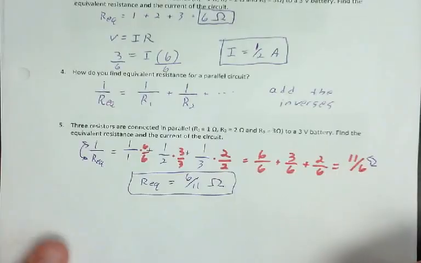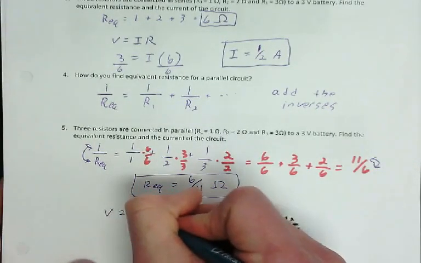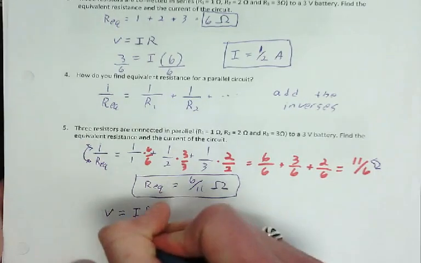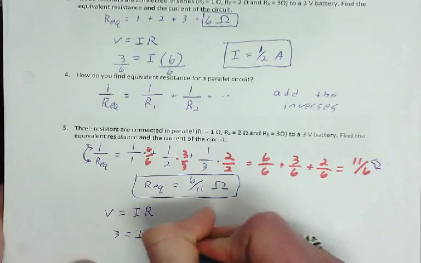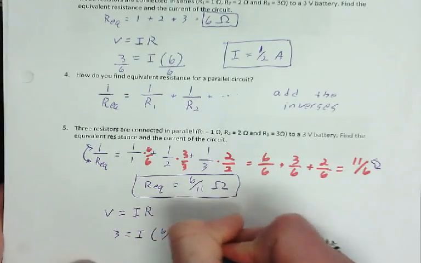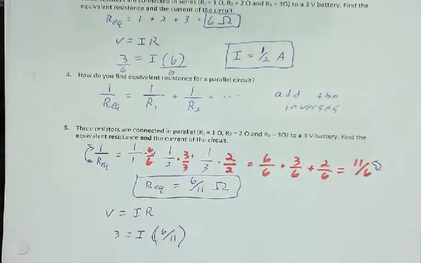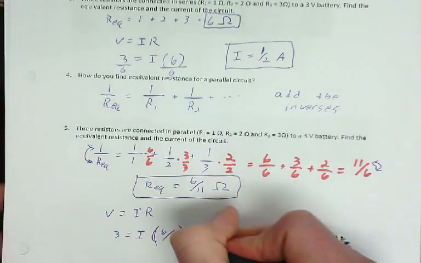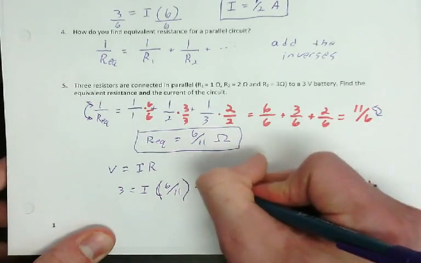So now you've got to do the current. V equals IR. The voltage is 3. The current is I. The resistance is 6/11. And again, you're saying to yourself, Mr. B, now we're doing 6/11 to the other side. That's just gross. Remember, to get a fraction to the other side, you multiply by the inverse. So multiply by 11/6 on both sides.